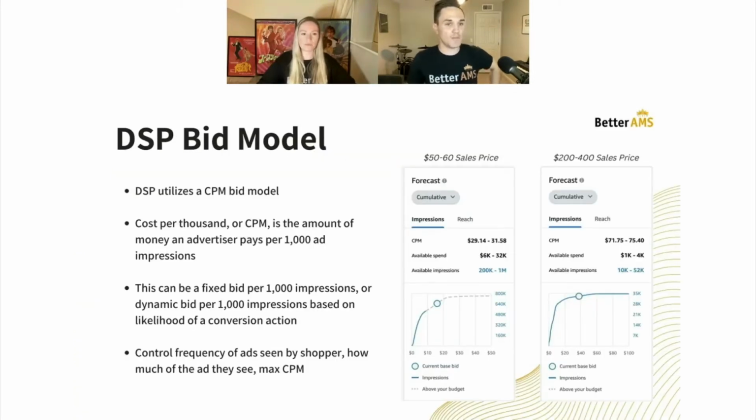Over on the bidding model, with PPC, we're obviously paying a cost per click. With DSP, we're using a CPM model. That is an acronym for cost per 1,000 impressions. And this can float. This can be a hard fixed bid per 1,000 impressions, or it can float based on the target you're going for. So we can show a few differences here between like a $30 CPM up to a $73 CPM. And we can see that these are very different kinds of products, right? We have a much lower price product, a much higher price product, very different CPMs. So you have to look into your market and how granular you want to be.